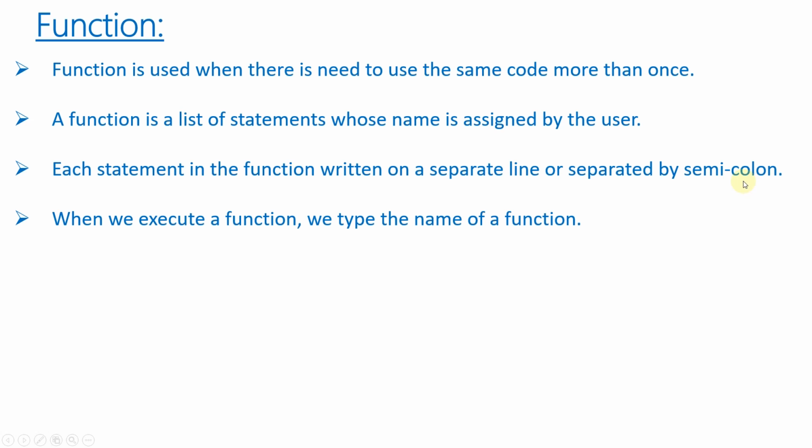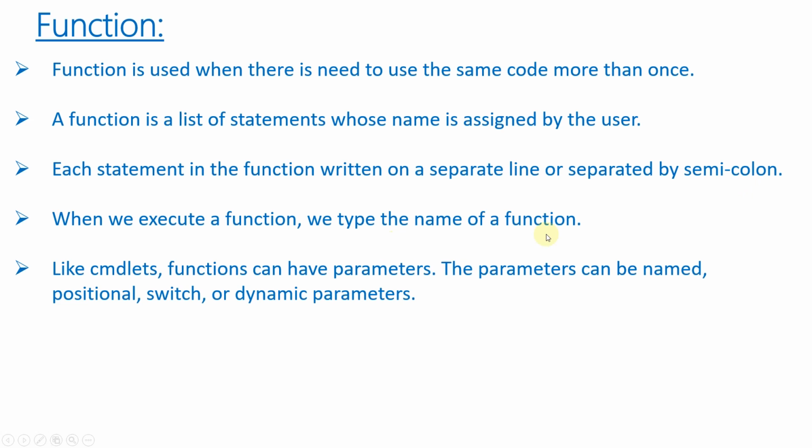And after we have created the function, to use it we will need to call that function. So how can we call that function? Simply we need to type the name of the function, and as soon as we type the name and execute it, the code inside the function will get executed, and whatever operation we have done, it will return after performing the operation.